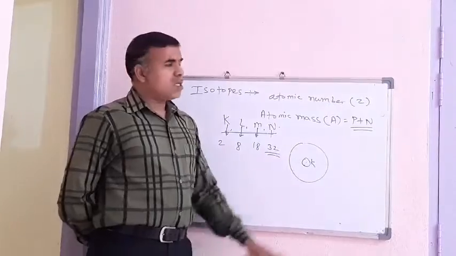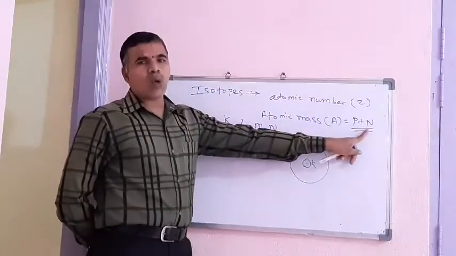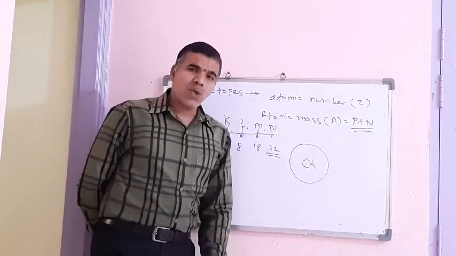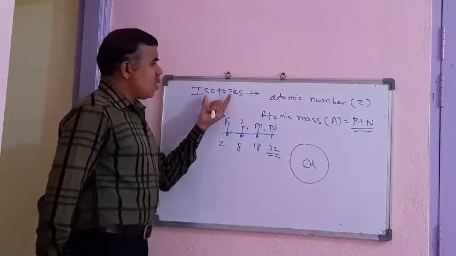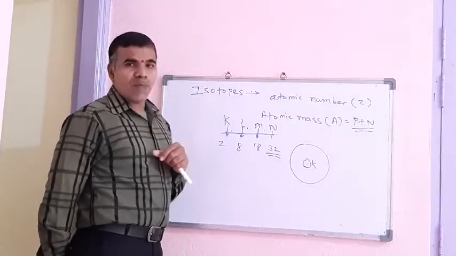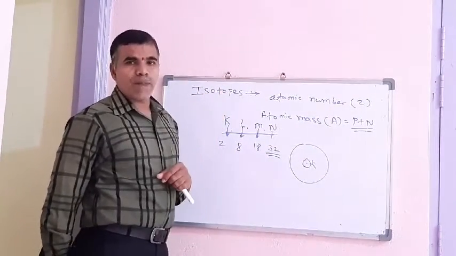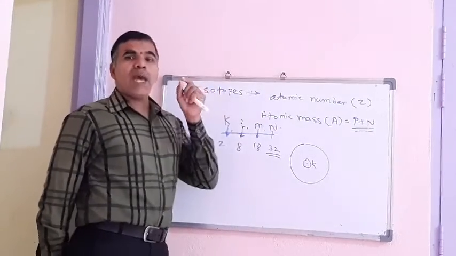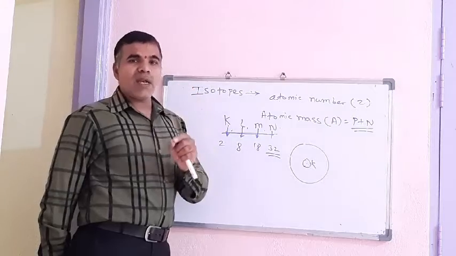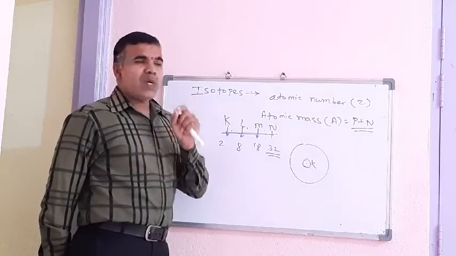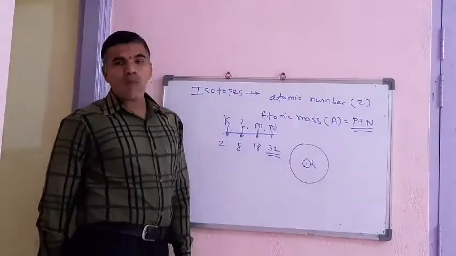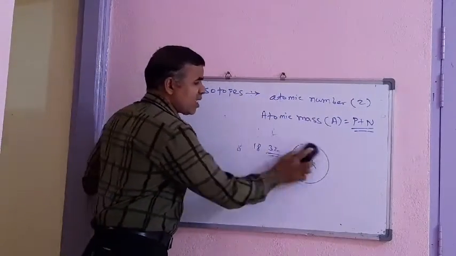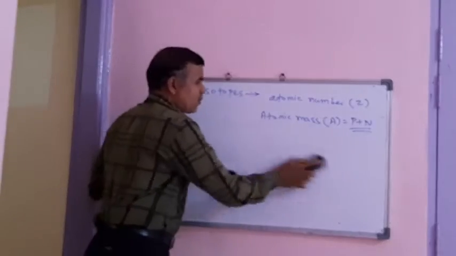Atomic mass number means the sum of protons and neutrons in an atom. So first we have to discuss what an isotope is and how we have to calculate the isotope. Dear student, the isotope of an element is determined with the help of the atomic number and the atomic mass number. So first we have to take the information about isotopes.